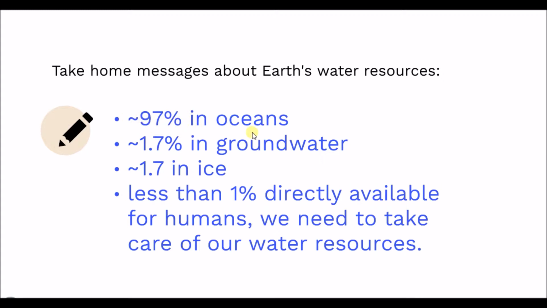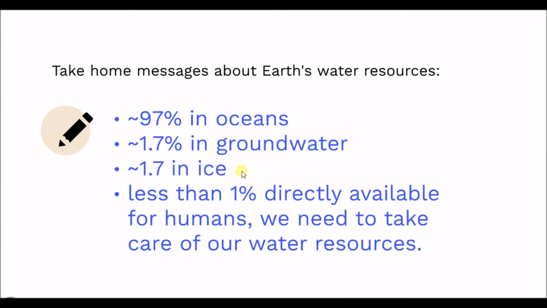The second thing I want you to write down is about 1.7% is in the groundwater, in the actual physical ground. About 1.7%, that should be a percent symbol, so write percent there. About 1.7% is in the ice. And that's not counting permafrost there.